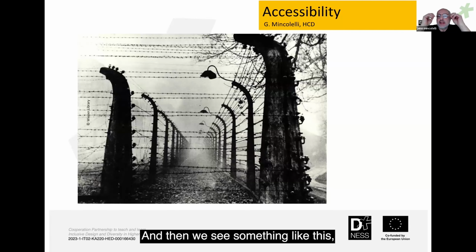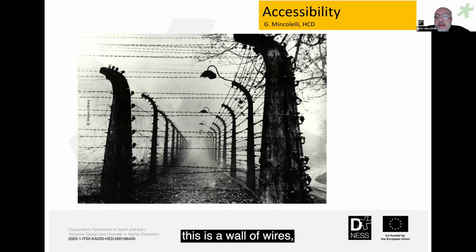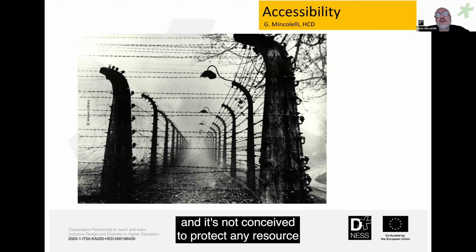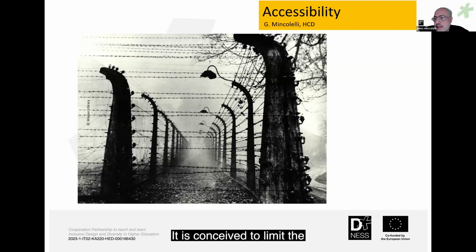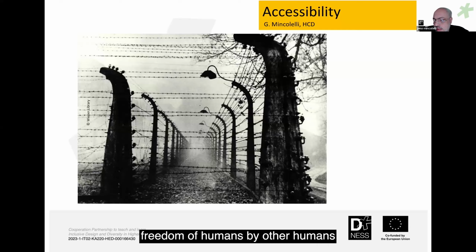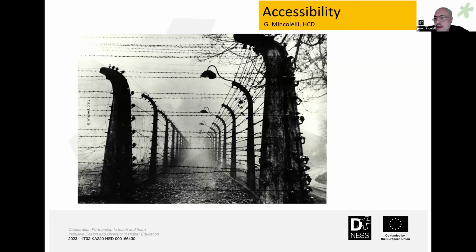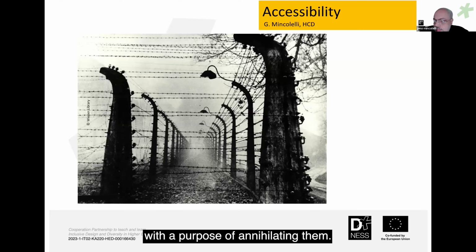And then we see something like this. This is the wall of electric wire around the Auschwitz concentration camp in Poland. And it's not conceived to protect any resource. It is conceived to limit the freedom of humans by other humans, with the purpose of annihilating them.